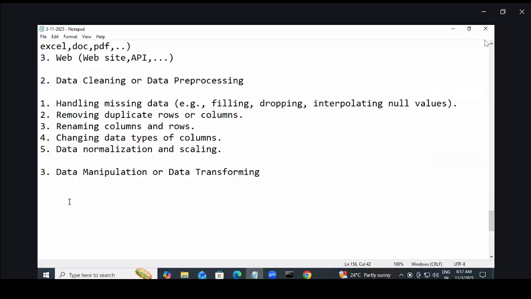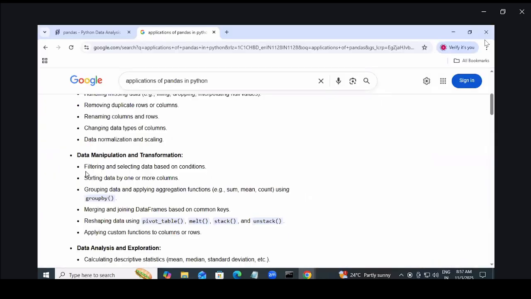Data manipulation consists of a lot of things like filtering and selecting data based on conditions, sorting the data by one or more than one column, grouping and aggregating the data, and merging the data. All this comes under which one? Data manipulation.